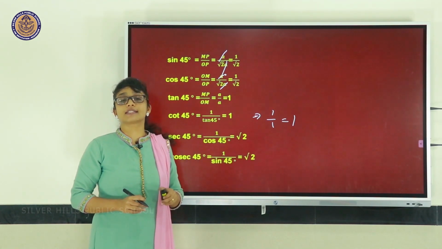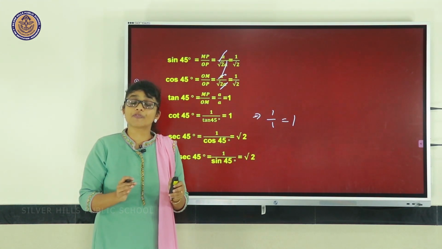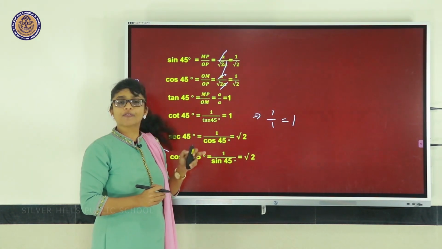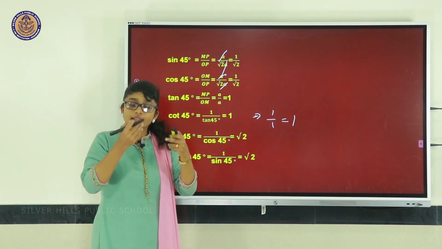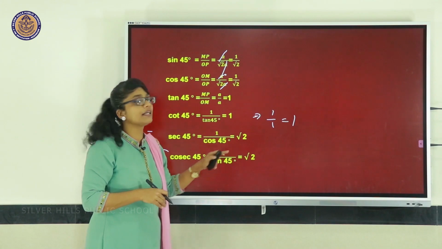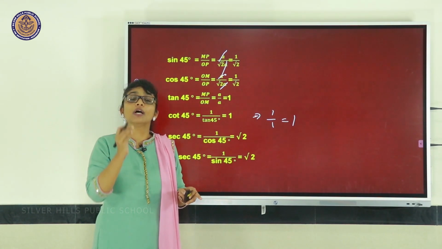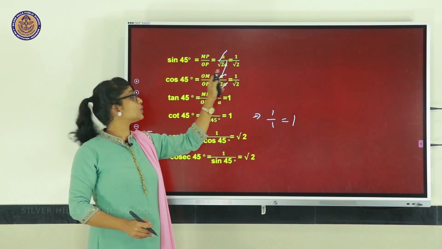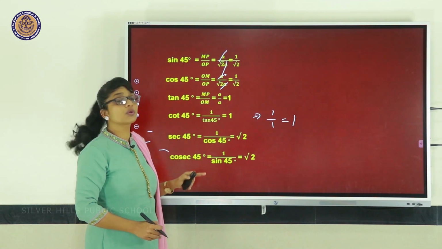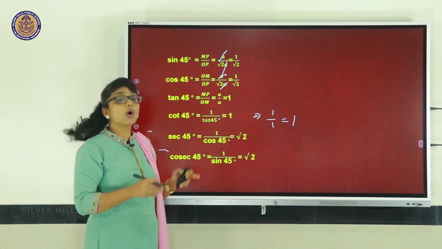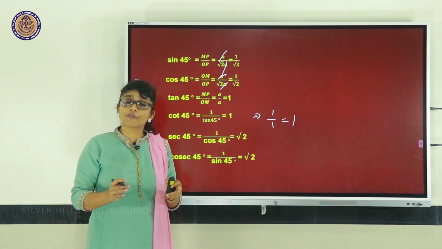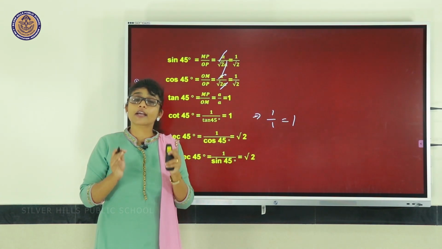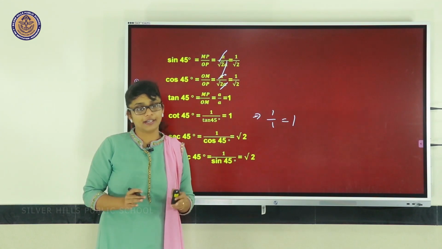And the last one is cosec 45. Cosec 45 is the reciprocal of sin 45. What is sin 45? 1 by root 2. Then reciprocal of sin 45, that is reciprocal of 1 by root 2, that is root 2. So, sin 45 is 1 by root 2, cos 45 is 1 by root 2, tan 45 is 1, cot 45 is 1, and sec 45 is root 2 and cosec 45 is root 2. These are the trigonometric ratios of 45 degree.